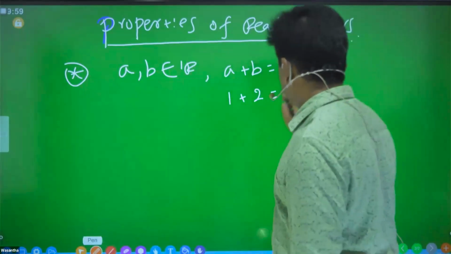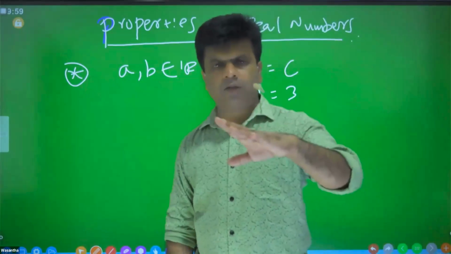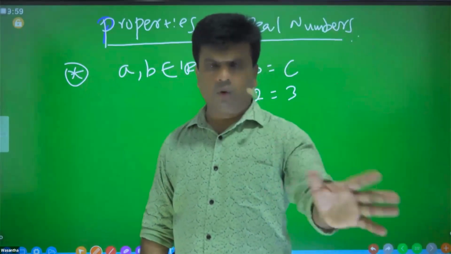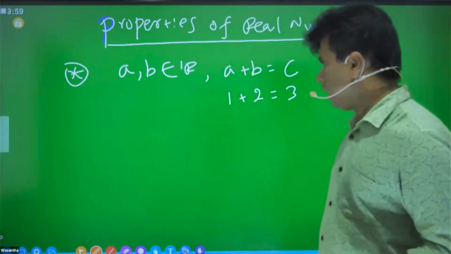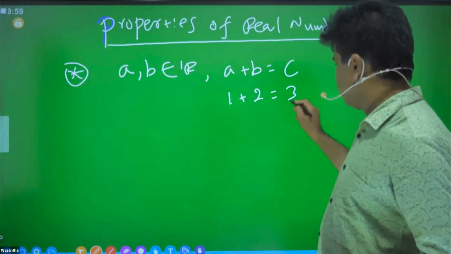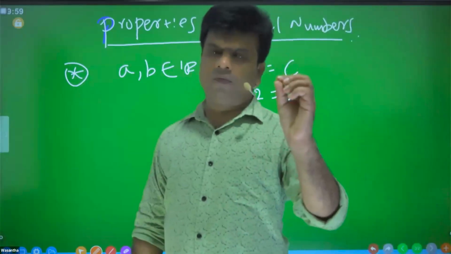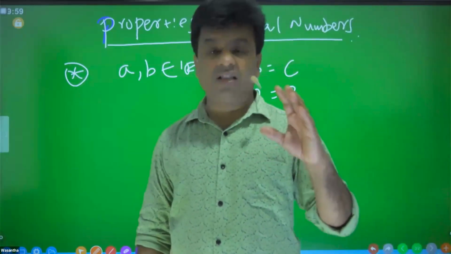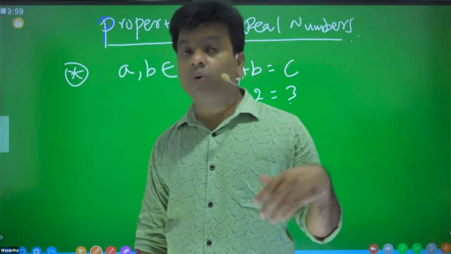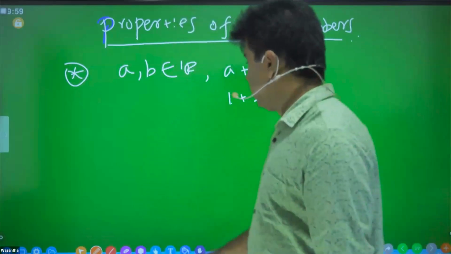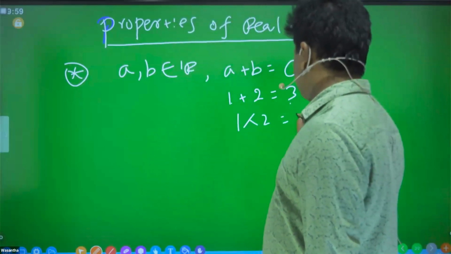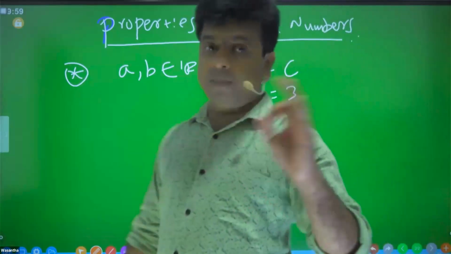1 plus 2 is equal to 3, right? Does 1 plus 2 make any other number? No. That means you can see that this 1 plus 2 makes a unique answer. Therefore, the sum of two real numbers is unique, and the result is also a real number. Then 1 into 2 is equal to 2. 1 into 2 never makes any other number.